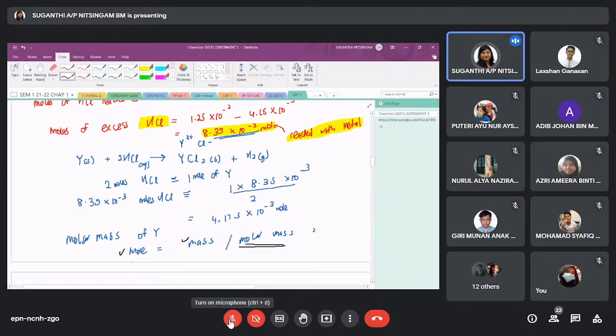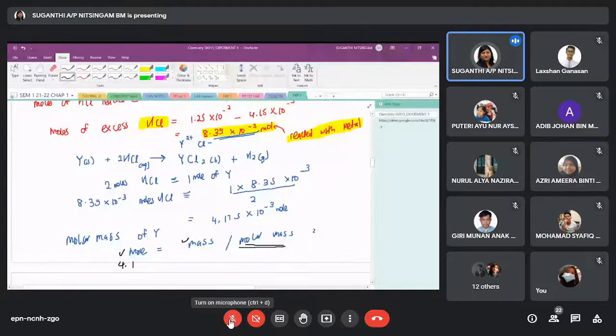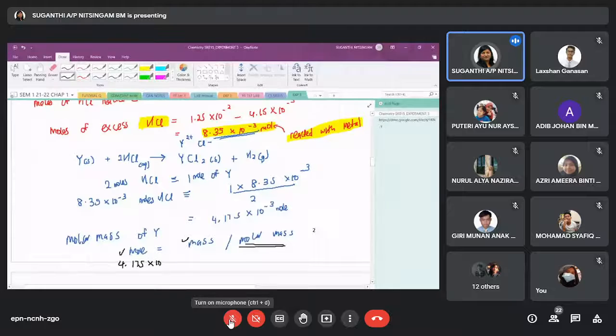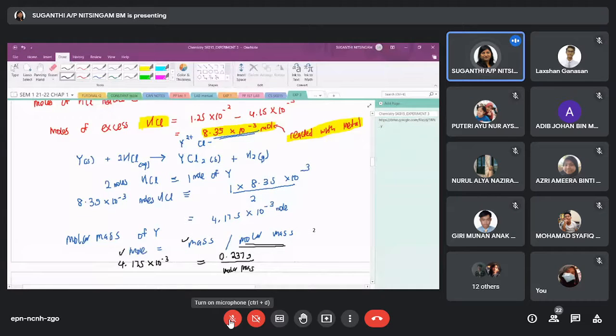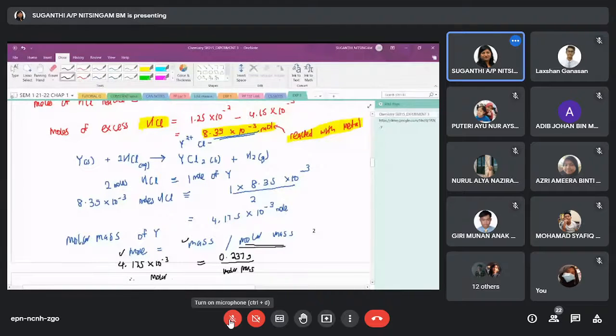So sekarang kita masukkan saja mol dia 4.175 times 10 negative 3 sama dengan mass tadi dia dah bagi. Berapa mass tadi dia bagi? 0.237 gram over molar mass. So we get that the molar mass of Y sama dengan berapa? Kira? Sama dengan berapa?